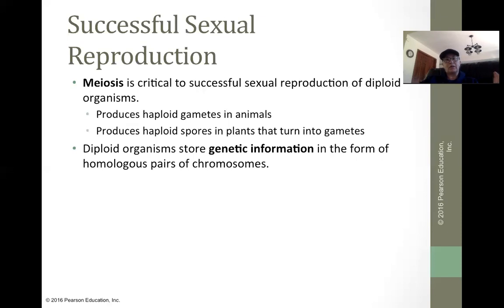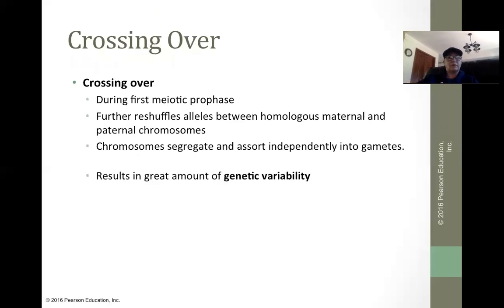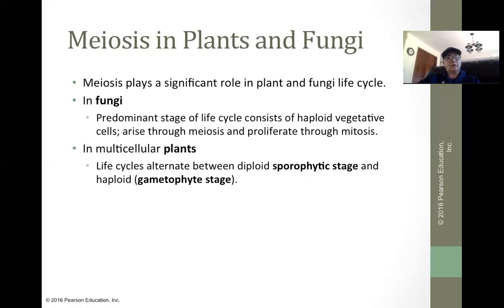To summarize, meiosis is critical for sexual reproduction of diploid organisms. In the sexual reproduction of diploid organisms, we want to get to the haploid number. Some other plants and animals do things a little bit differently, but anytime there's an exchange of genetic information called sexual reproduction, gametes are involved. Another big theme is the crossing over that occurs during the first meiotic prophase. It further reshuffles gene alleles between homologous maternal and paternal chromosomes, and they segregate and sort independently into gametes. This results in a great amount of genetic variability, and we'll look at segregation and independent assortment in the next chapter. So I think that's it.